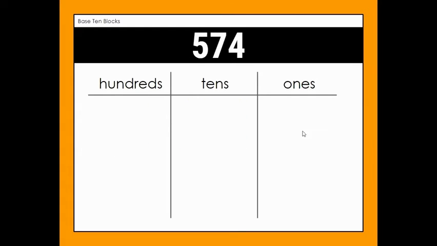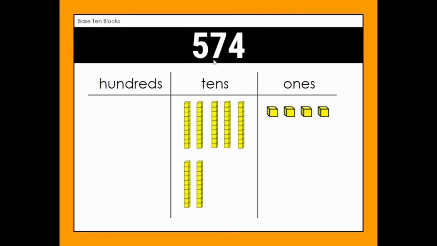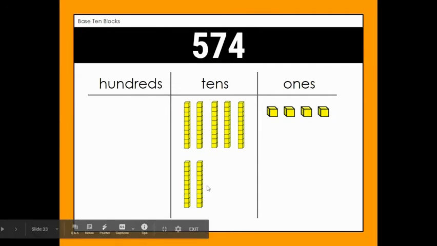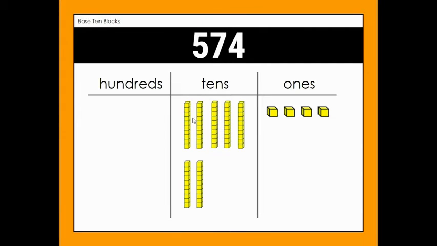Let's try another number. Now let's do 574. Let's start in the ones again. I know that I have 4 ones. 1, 2, 3, 4. The value of this 4 is 4. Now let's look at the tens. I have 7 tens. 1, 2, 3, 4, 5, 6, 7. I know the value of this 7 is 70. 10, 20, 30, 40, 50, 60, 70.